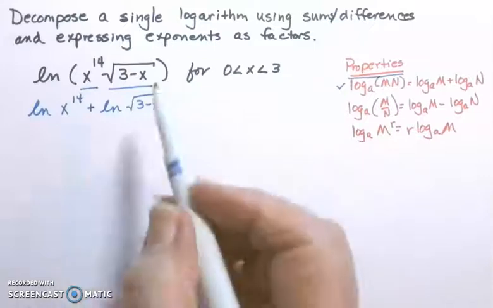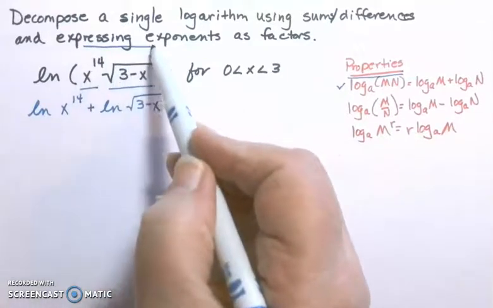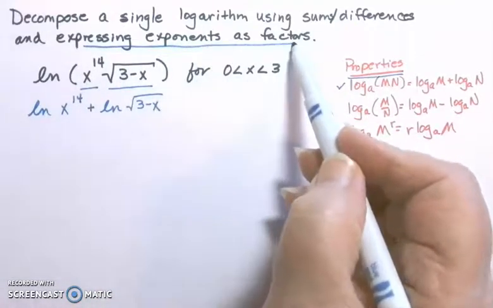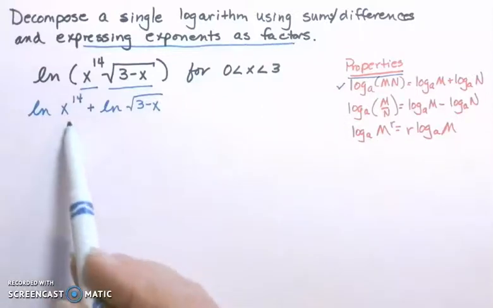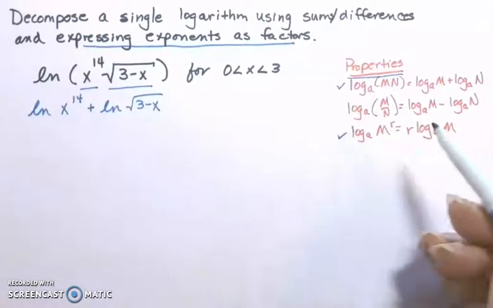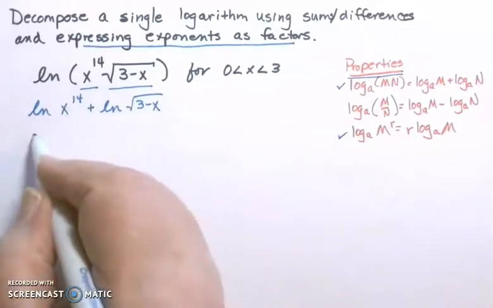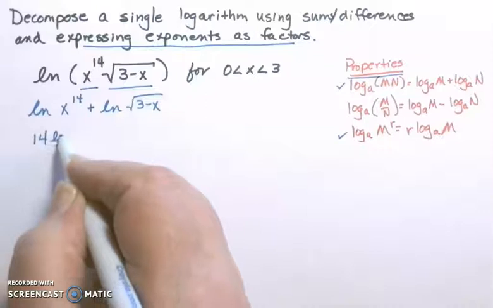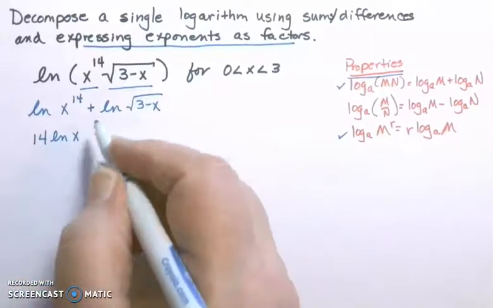Now it also says to express exponents as factors. So we see that in our first one, our exponent is 14. So using this property, we will rewrite that as 14 natural log of x.